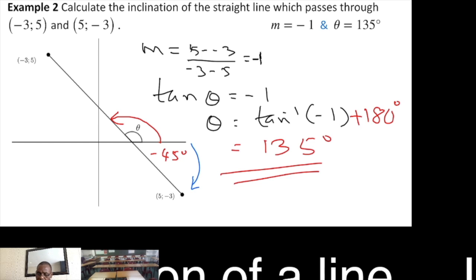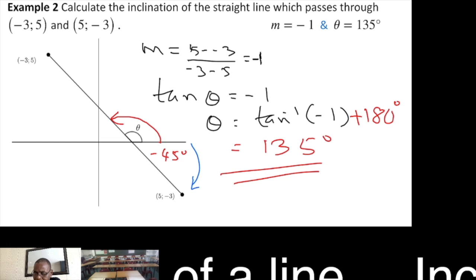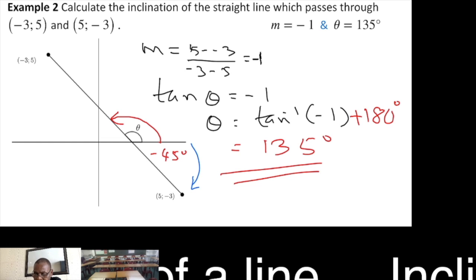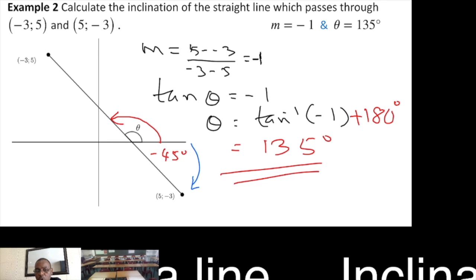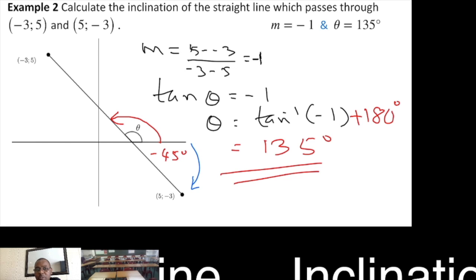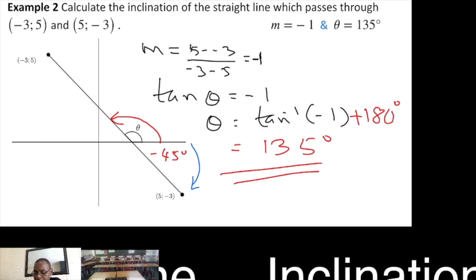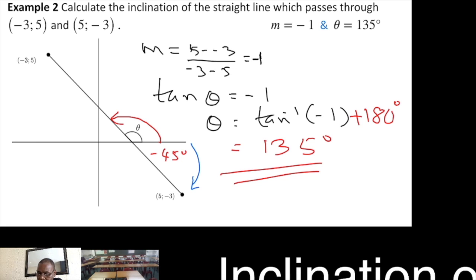So if you put shift tan -1 into your calculator, you get a negative angle. That negative angle cannot be your answer. By definition, the angle of inclination should always be positive. So if you get a negative answer, just add 180 to that answer, and you will get your final answer.